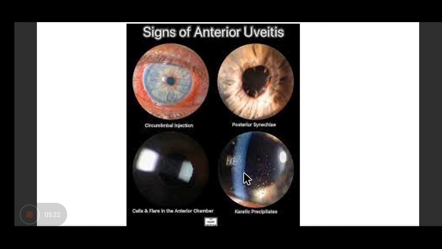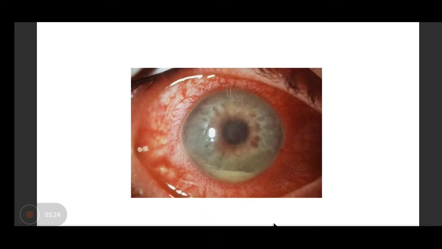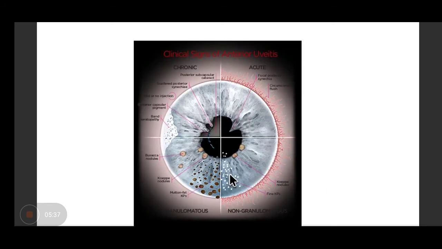the anterior chamber. Another anterior uveitis sign is the hypopyon. What is hypopyon? Hypopyon is nothing but pus collection in the anterior chamber. In this photo, you can see the pus is collected in the inferior part of the anterior chamber. So these are the various signs of anterior uveitis. You may not see all the signs in every patient. Some signs may be present in a few patients and some may not be present in one patient.